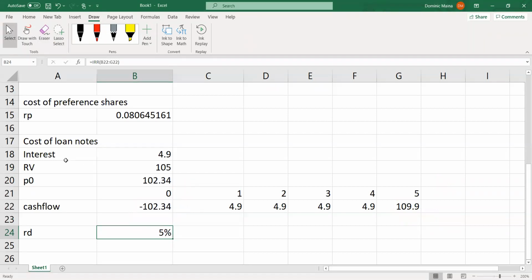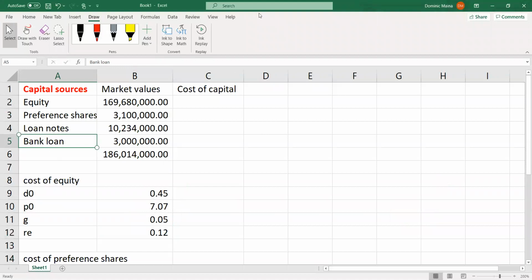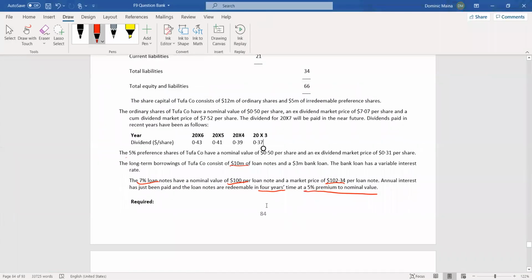Okay, we have done the cost of the notes. I hope the process is clear to you. This company, going back to the company, also has the bank loan. Let's see whether we can estimate the cost of that bank loan.